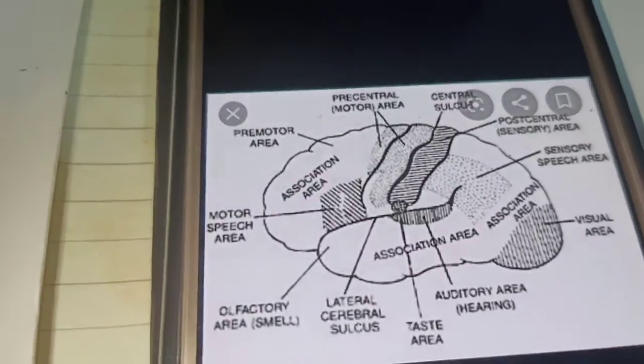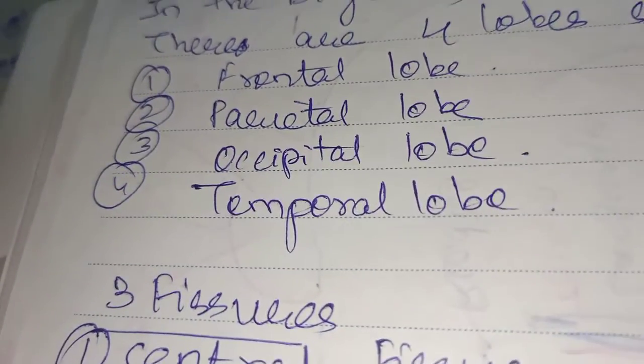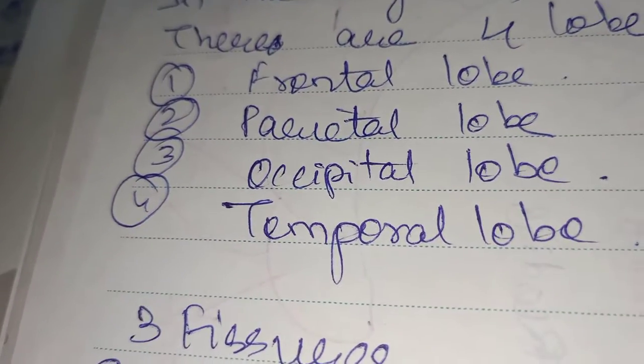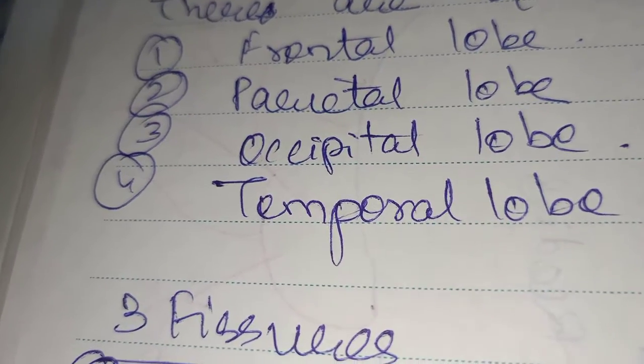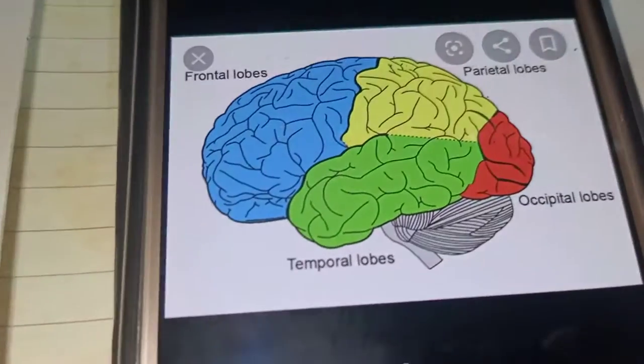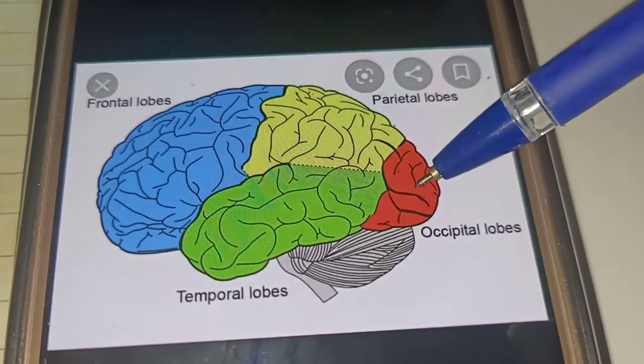Okay. Now, in the diagram, there are 4 lobes which you all know. There are 4 lobes present in the brain: the frontal lobe, the parietal lobe, the occipital lobe and the temporal lobe. So this you all know.